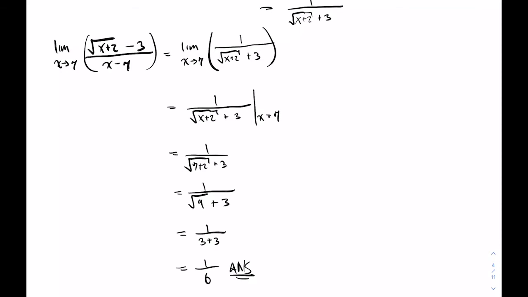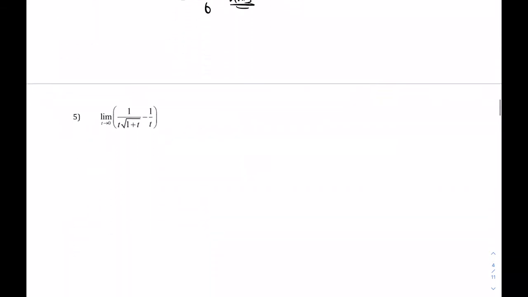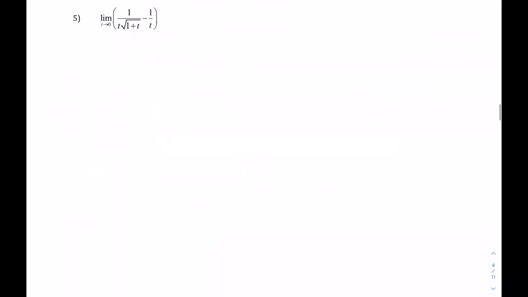Okay, moving right along. Our next question asks us to find the limit as t approaches 0 of the reciprocal of t times the square root of 1 plus t, minus the reciprocal of t. So now let's simplify 1 over t times the square root of 1 plus t, minus 1 over t.